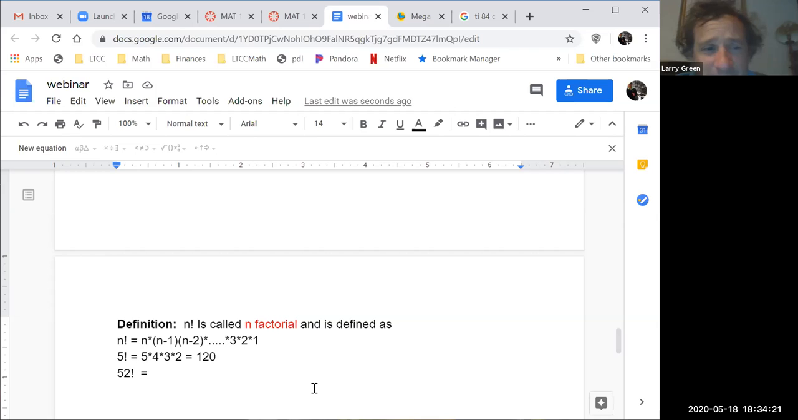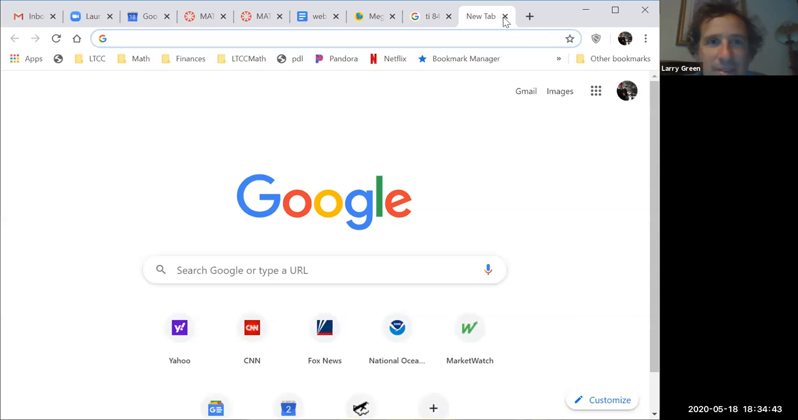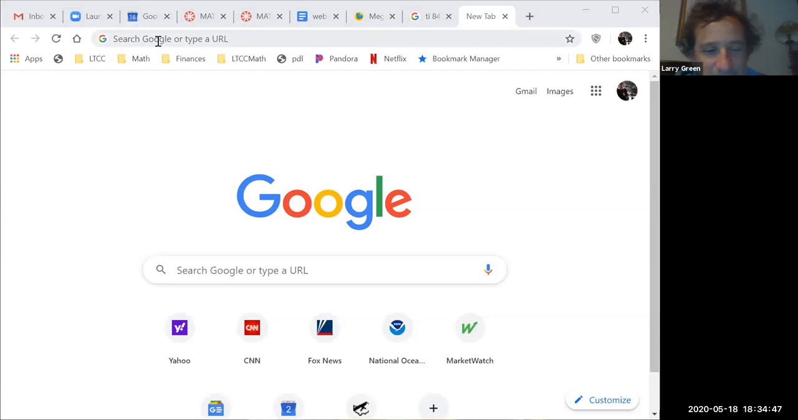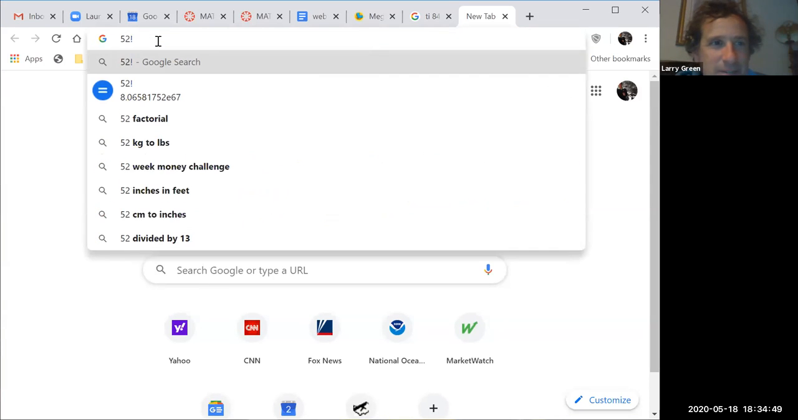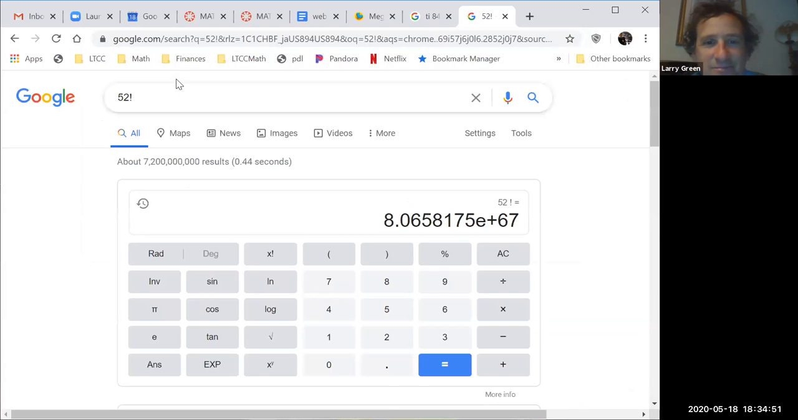But you have to be able to do this kind of stuff. Now, 52 factorial, the last thing we want to do is sit there trying to calculate the sucker. So it's 52 times 51 times 50 times 49 times 48 and so on. You'll be there for days working it out. But the good news is it's actually quite easy. We can just go into Google and type in 52 and an exclamation point and hit enter. There it is.